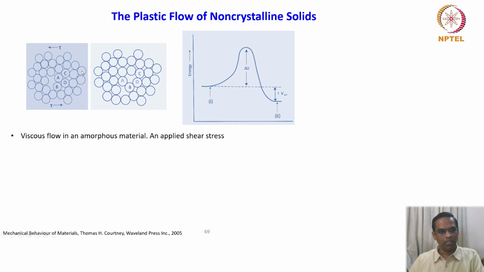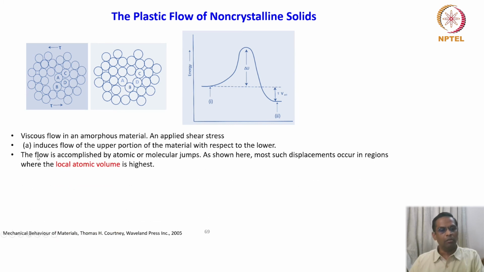So the amorphous material responds to the shear stress in this manner with respect to the free volume available. This is called viscous flow in an amorphous material, and it is a response to applied shear stress, which induces a flow of the upper portion of the material with respect to the lower. The flow is accompanied by atomic or molecular jumps. As shown here, most such displacements occur in regions where the local atomic volume is highest. Wherever the local atomic volume is highest, this kind of rearrangement or displacement is going to happen. That is how the deformation is being accommodated.